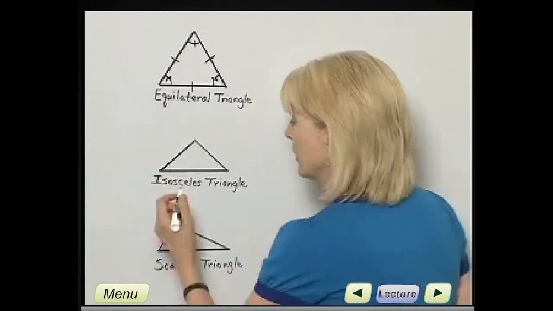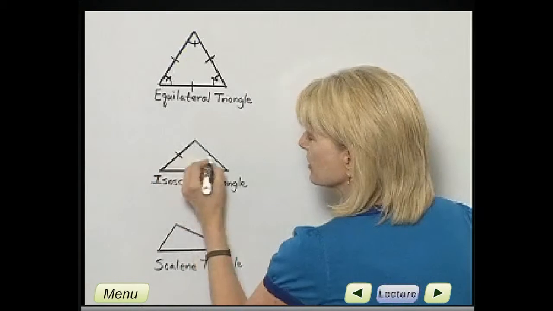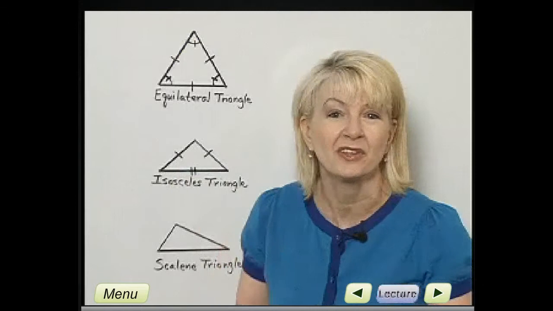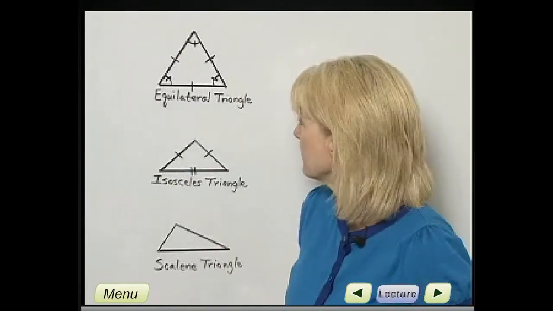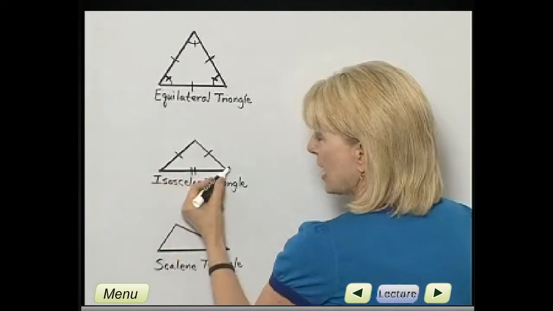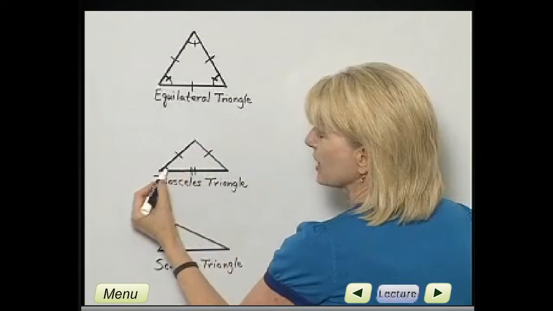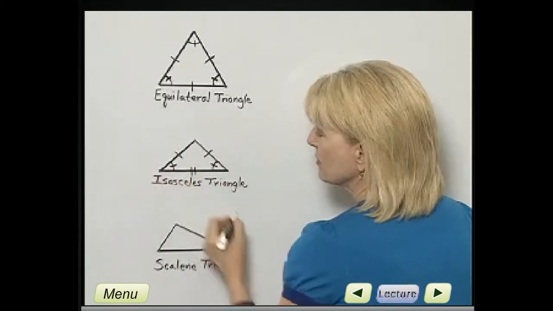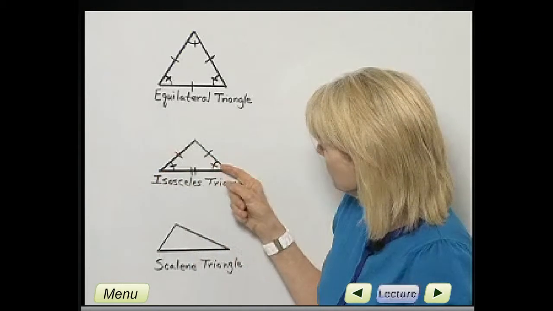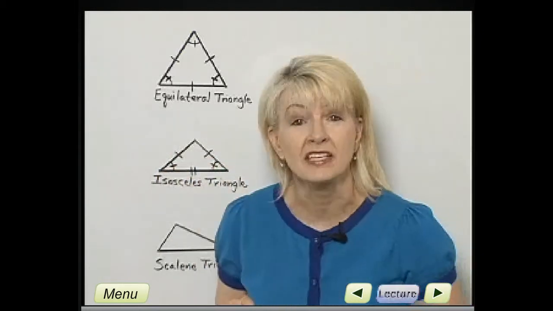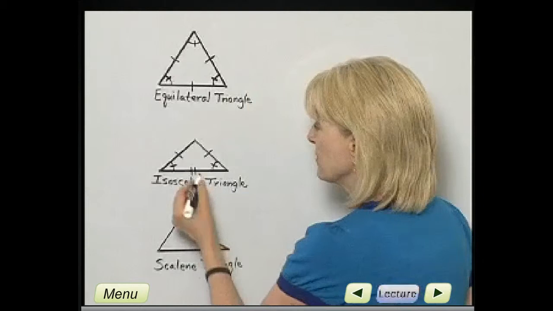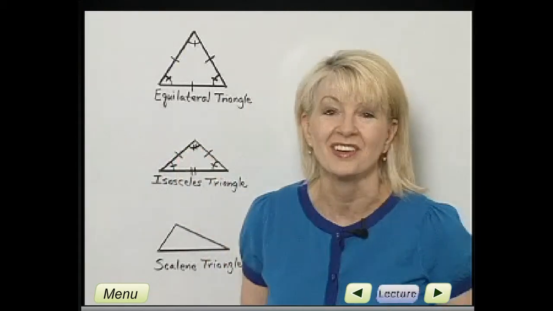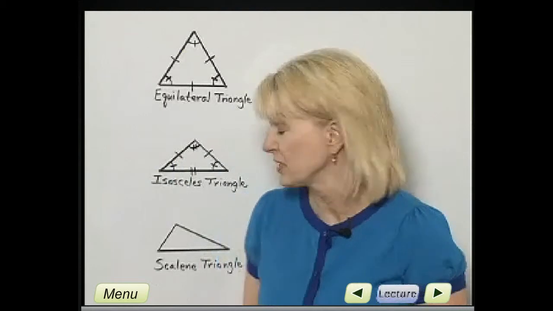Now what about an isosceles triangle? An isosceles triangle has two sides of equal length, and this third side is some other length, so I'll use two tick marks there. Also, the angles opposite the equal sides have the same measure. So this angle and this angle, opposite the equal sides, have the same measure, and this angle just has some other unknown measure. The sum is still 180 degrees though.